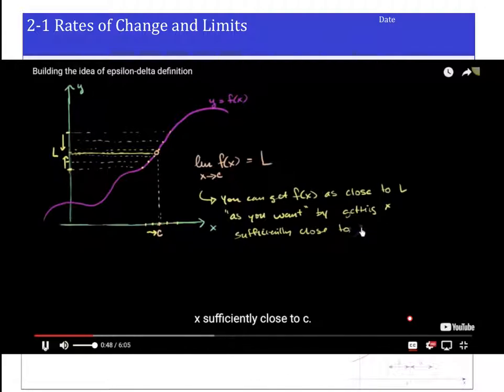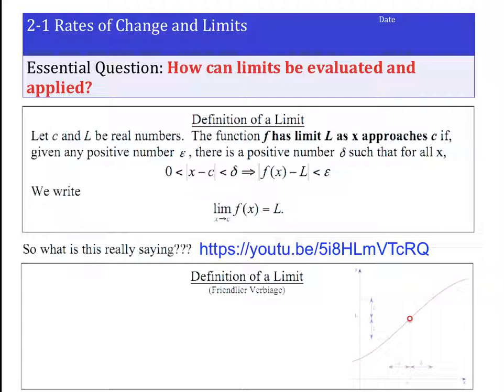to c. So another way of saying this is, if you tell me, hey, I want to get my f of x to be within 0.5 of this limit, then you're telling me, if this limit is actually true, you should be able to hand me a value around c that if x is within that range, f of x is definitely going to be as close to L as I desire. Okay, so that brings us to our definition of our limit here.